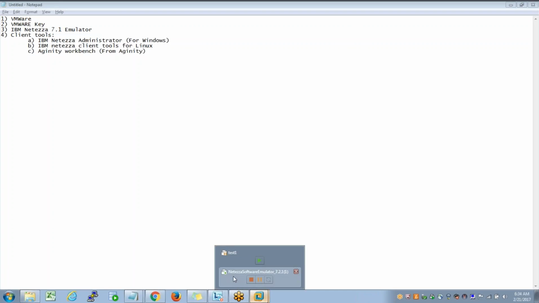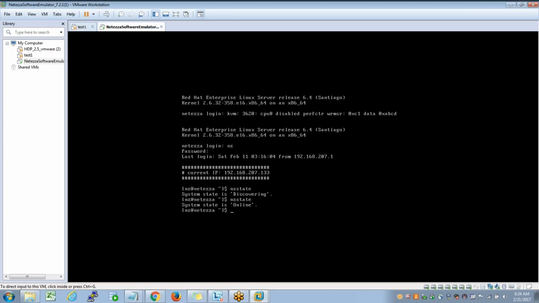I have it up and running. I've just imported, and the command to check the status is nz state. When I do that, it says online. I don't let my developers access this site. I don't let my developers log into my Netezza host server, because there's a customized one. I don't want my developers to play around on it.